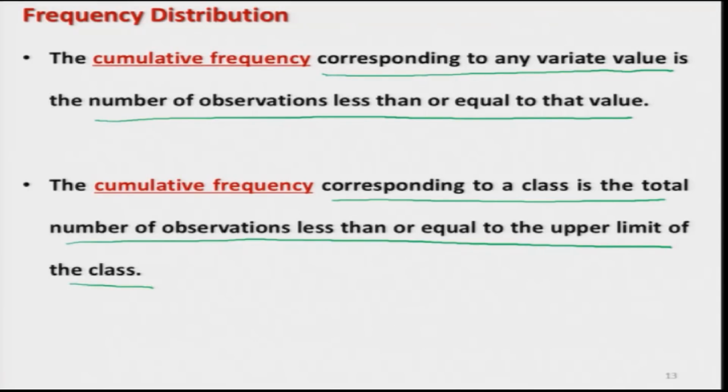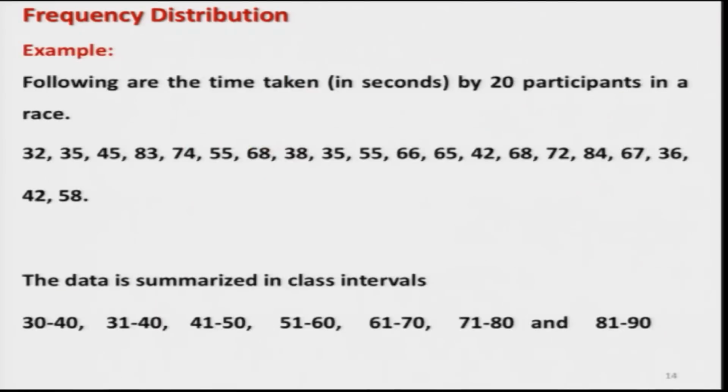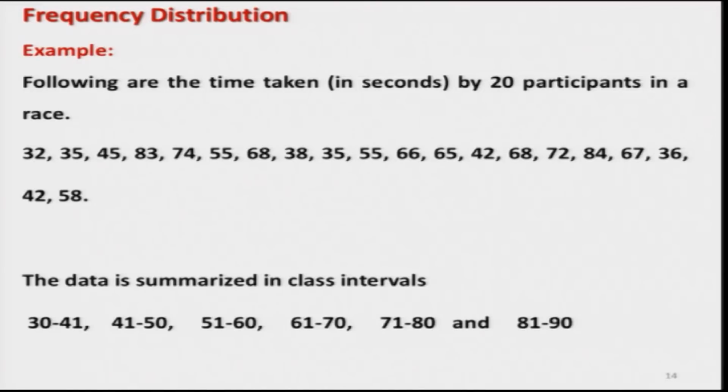What does this mean? Okay, let me take an example and illustrate all these things, then it will become more clear and easy to understand. Now, in this example, there are 20 participants who participated in a race, and the time taken to complete the race is recorded in seconds. So, this 32 means that the first participant took 32 seconds, this 35 means the second participant took 35 seconds, this 45 means that the third participant took 45 seconds and so on.